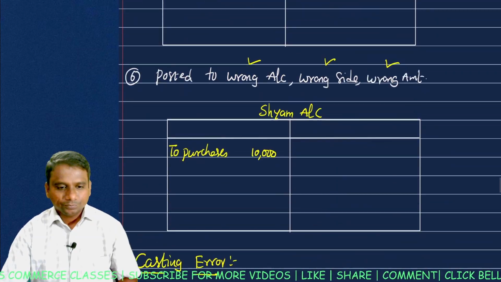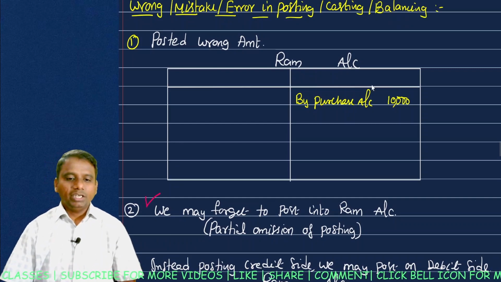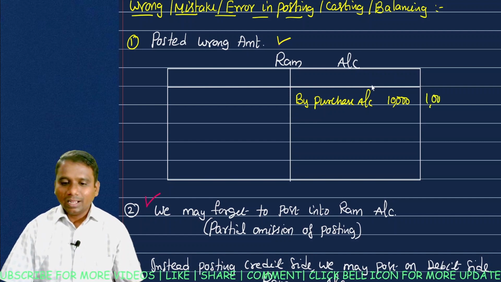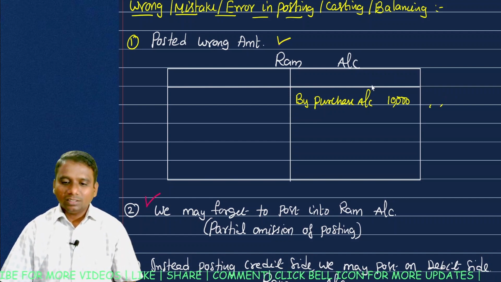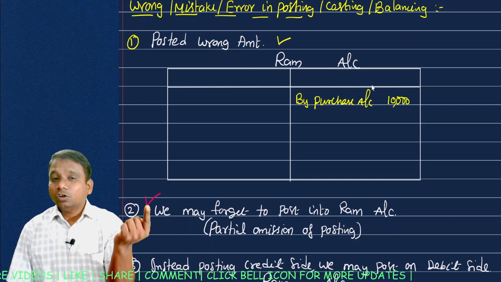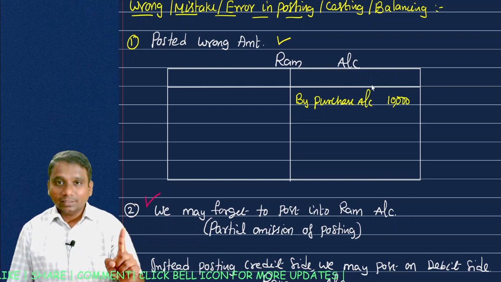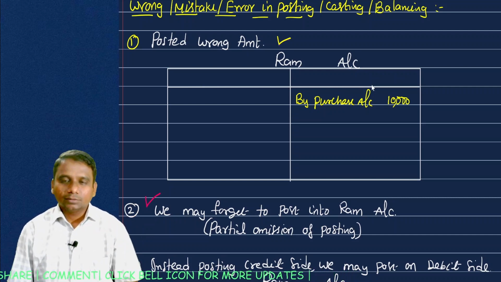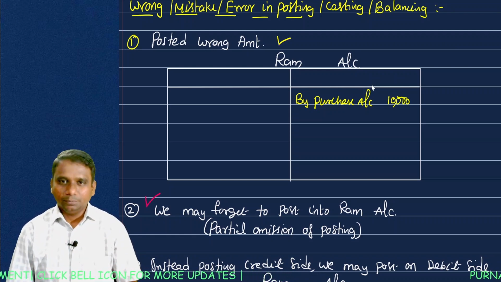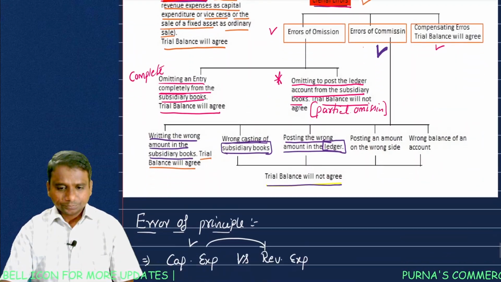Look at the time of posting. Look at the wrongly posted amount. Actually here we should write 1 lakh, but how much have you written? 10,000. So ROM account credit 10,000, whereas purchase account debit 1 lakh. Try to visualize. Now there is a difference of 90,000 rupees. So that trial balance will not agree. Right? So these are called errors of commission.